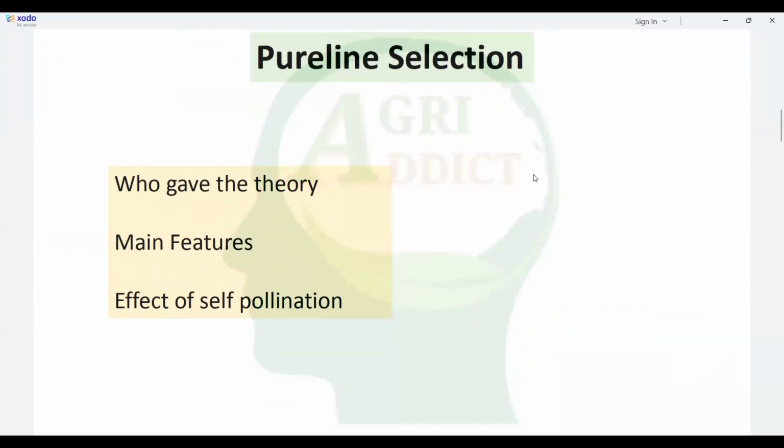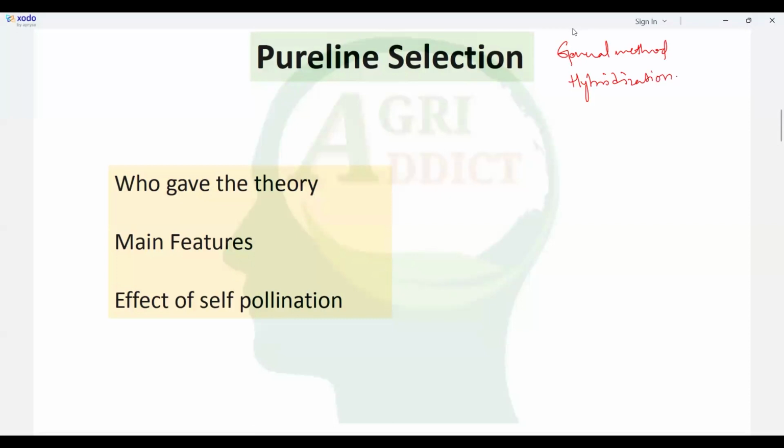So the first method is pure line selection. Based on yesterday's class, can anybody classify under which method pure line selection falls, whether it is a general method or a specialized method, or does it involve any hybridization or not? General method without hybridization. Okay, so you said pure line selection generally falls under general method and it won't involve hybridization, right?